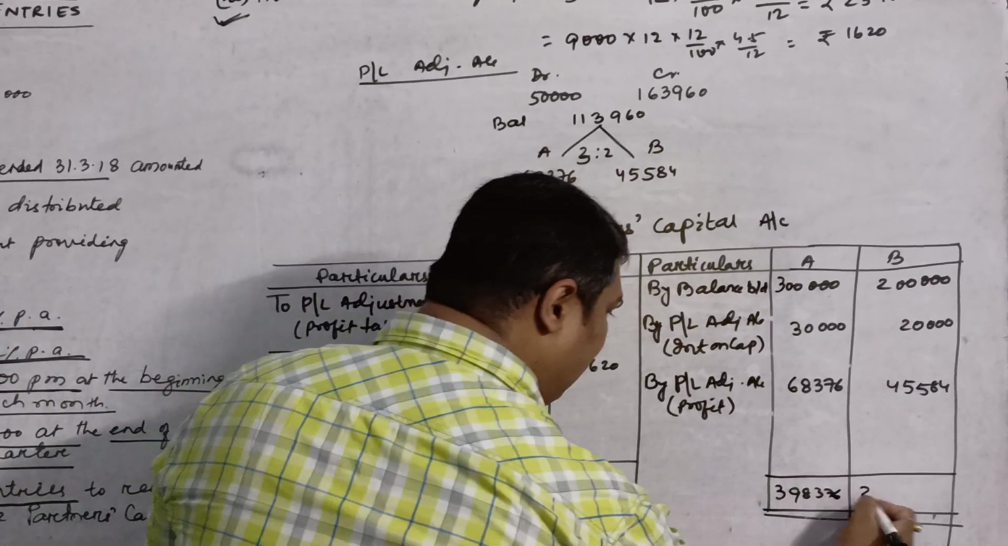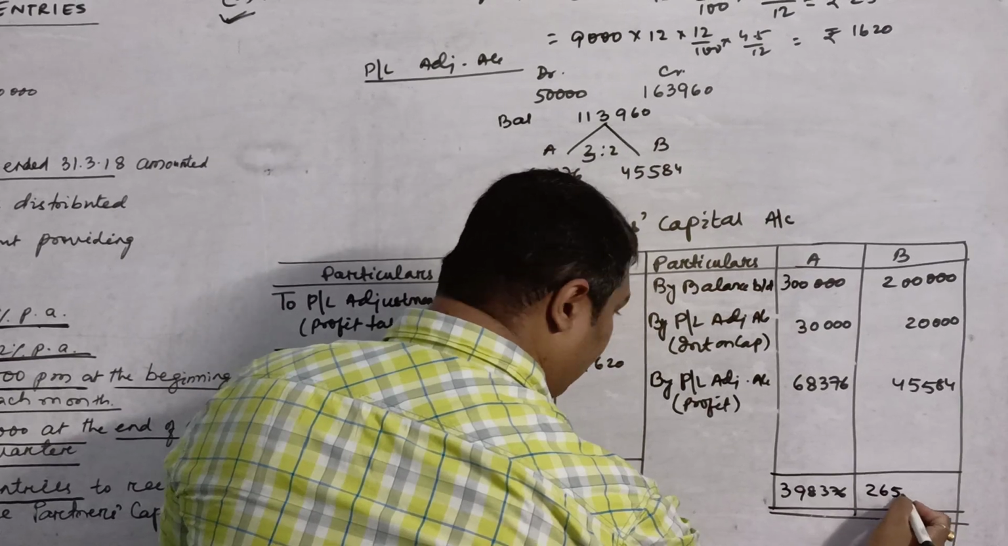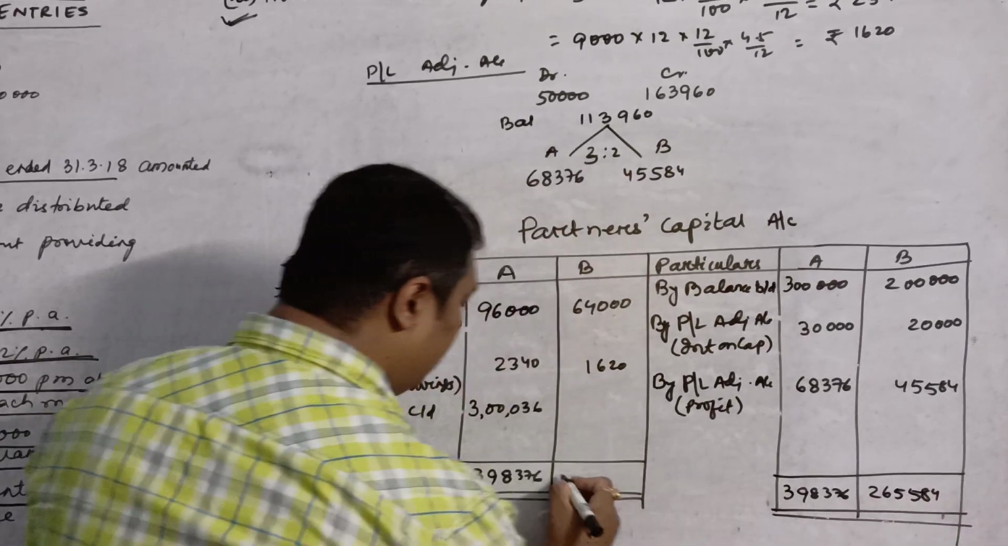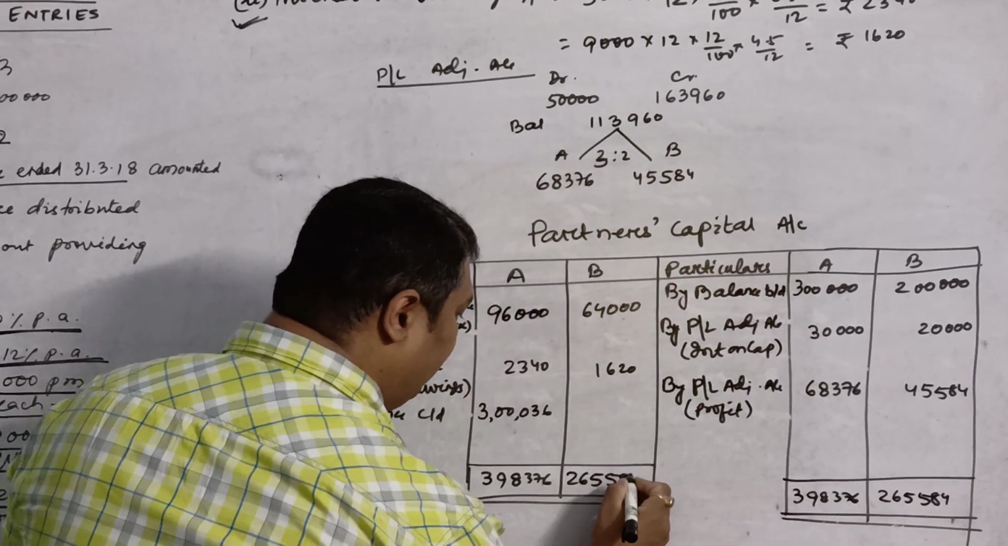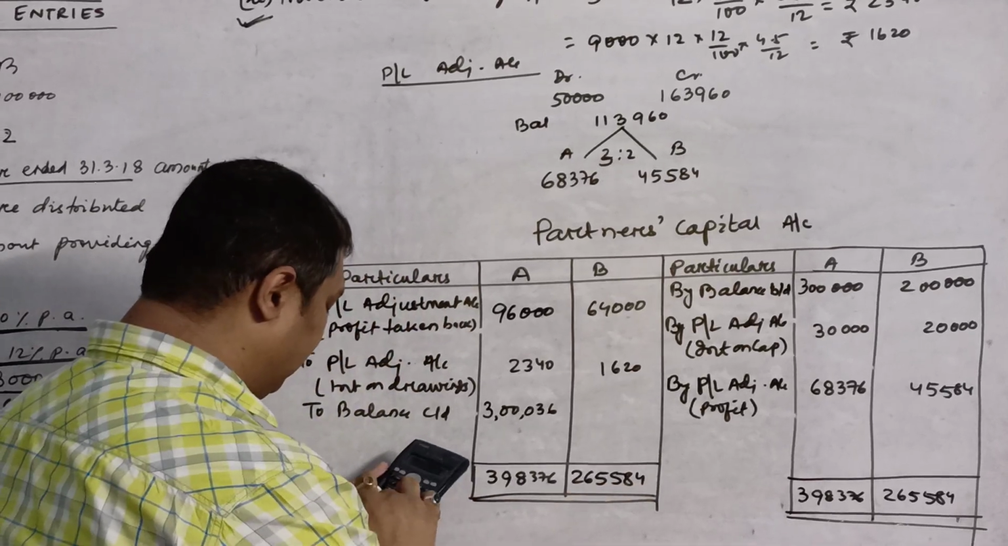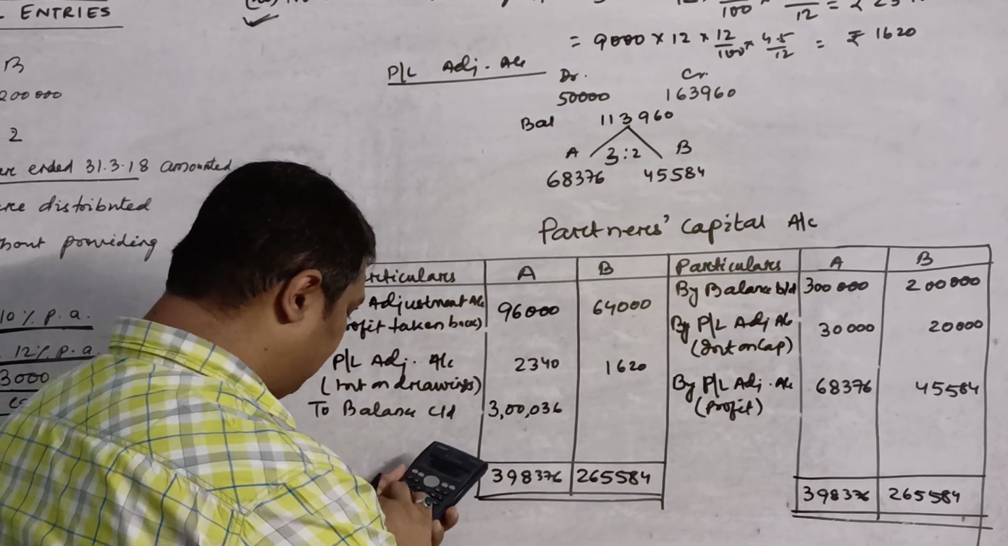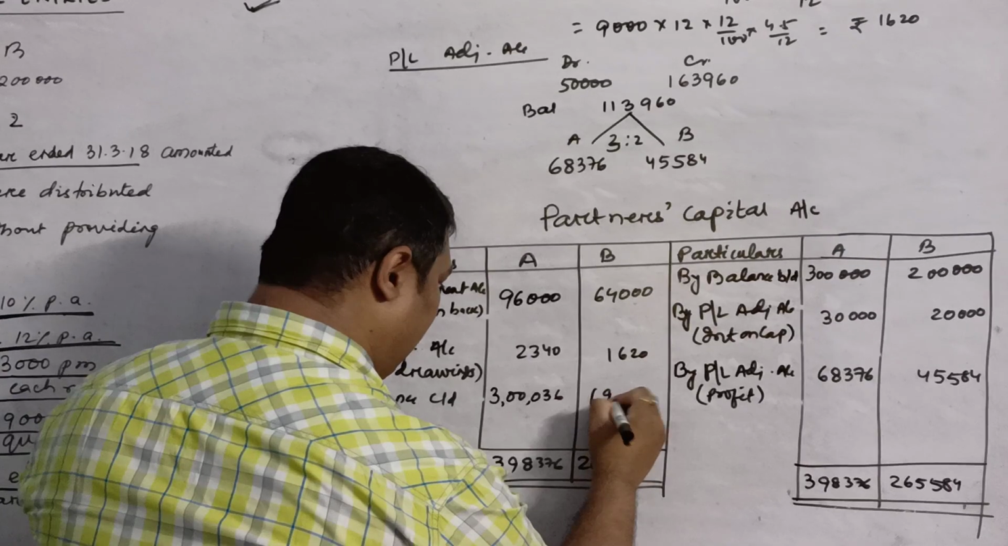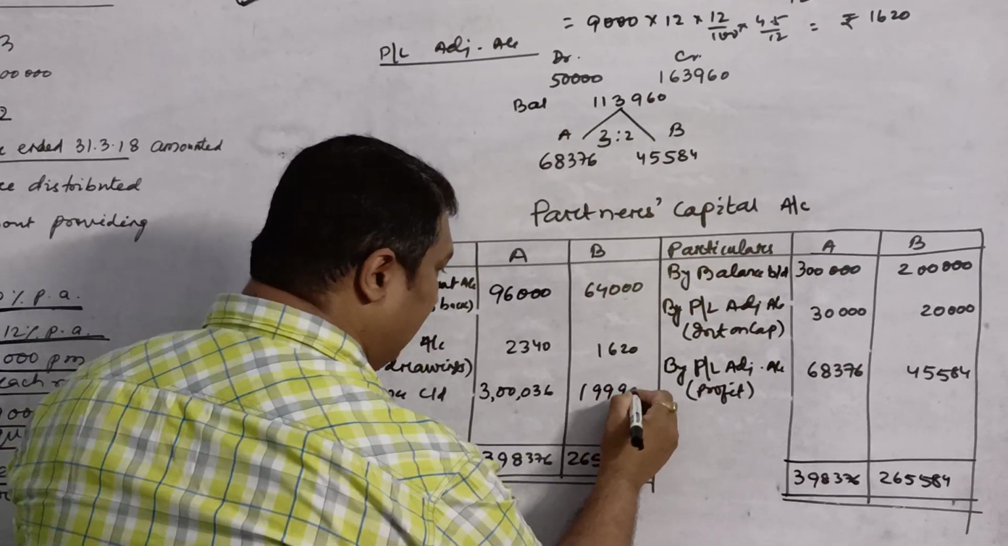It is 2,65,584. 2,65,584 minus 65,620. Balance is 1,99,964.